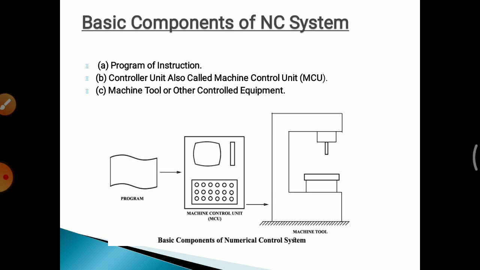The second basic component of NC system is the control unit, also called the machine control unit. It consists of electronics and hardware that read the program, interpret or execute the program of instructions, and convert it into mechanical actions of the machine tool.